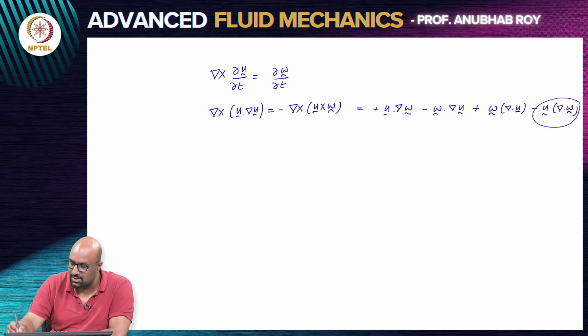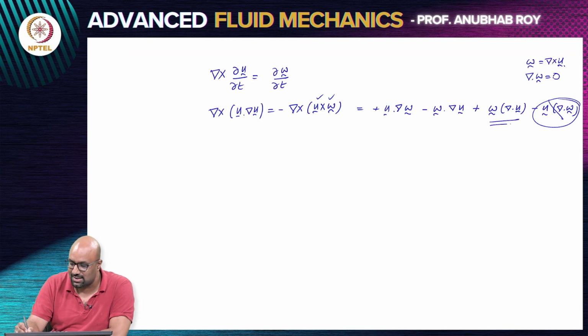Now, this term is 0. For any vectors A and B, the curl of A cross B will have 4 terms. The last term is 0 because vorticity is always solenoidal. Vorticity is the curl of a velocity field, so by definition it will always be divergence free. So, this is always 0.